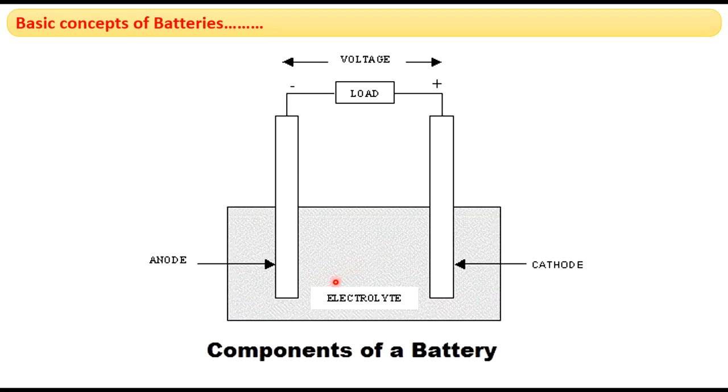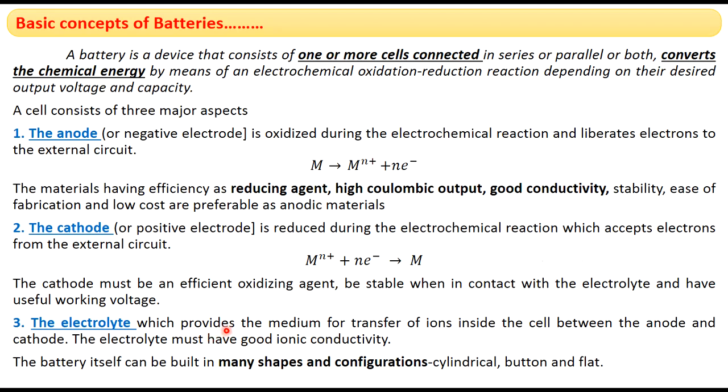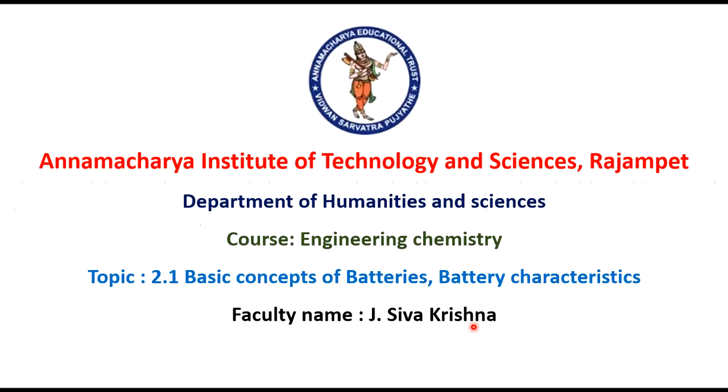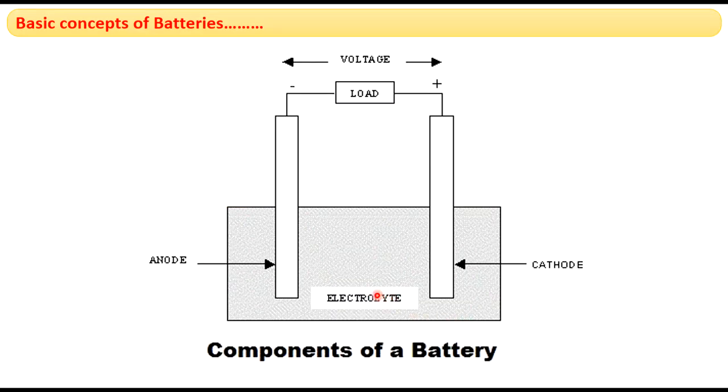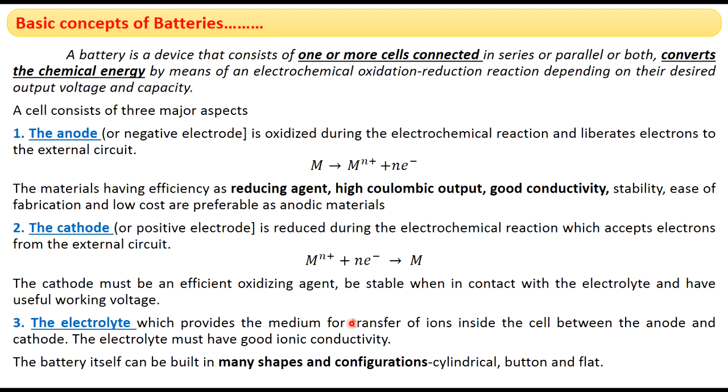You can see in the picture, this is the electrolyte. In the electrolyte, the first and second components, I mean anode and cathode, are dipped. Its function is providing a medium for transfer of ions inside the cell. So between the anode and cathode, ions will be transferred from anode to cathode. This is the function of the electrolyte, and an important characteristic of the electrolyte is that it should have good ionic conductivity.